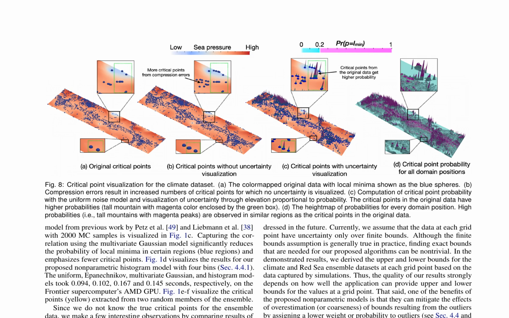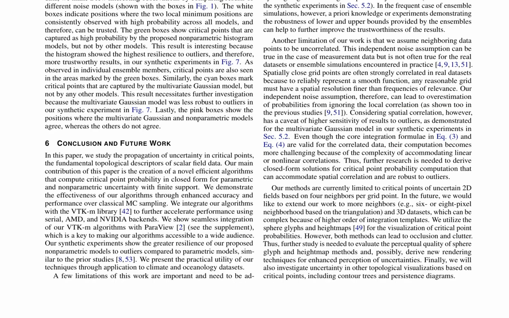The proposed non-parametric models demonstrate greater robustness to outliers compared to parametric models, as evidenced by synthetic experiments and applications to climate and oceanology datasets. This is attributed to the ability of non-parametric models to capture complex distributions and adapt to varying data characteristics. Notably, the algorithm's performance is tested on real-world datasets, showcasing its effectiveness in handling uncertain scalar field data.